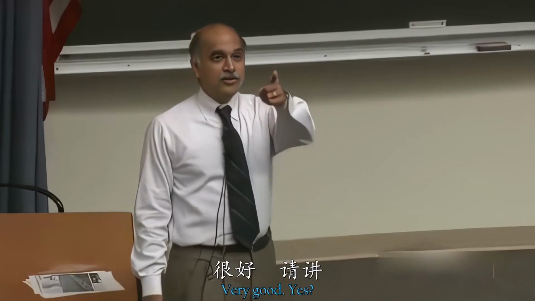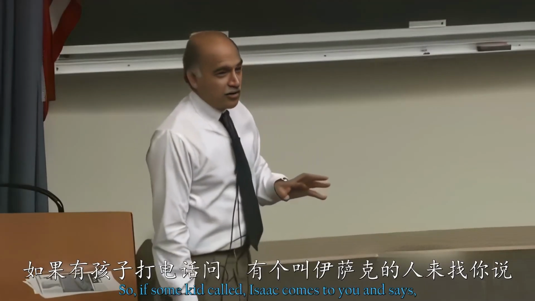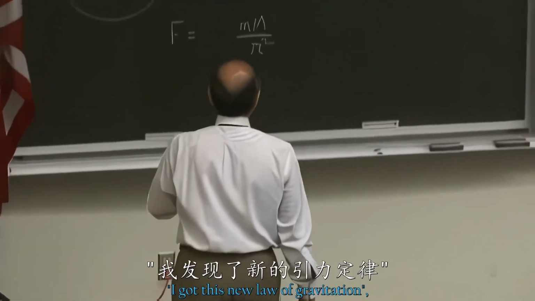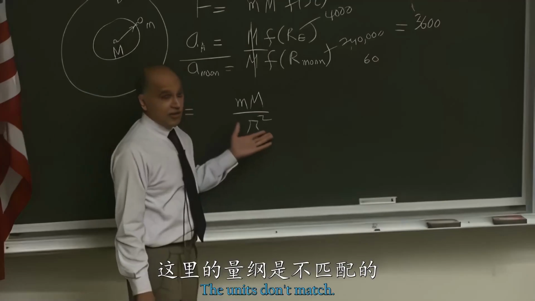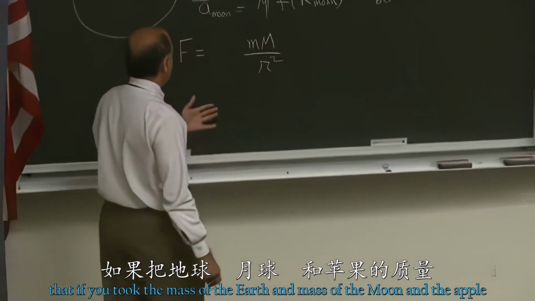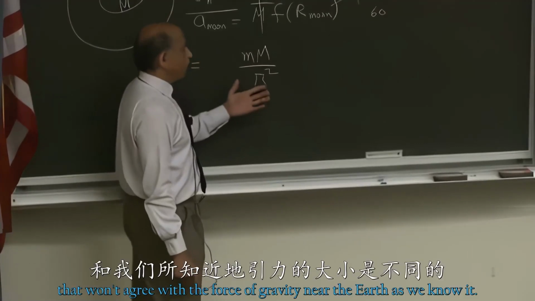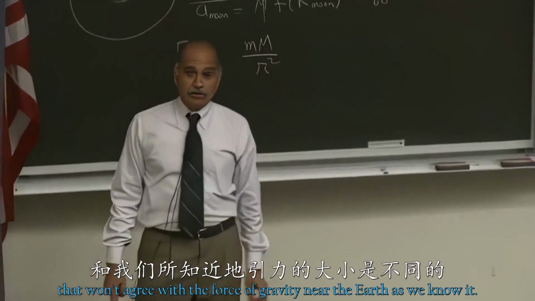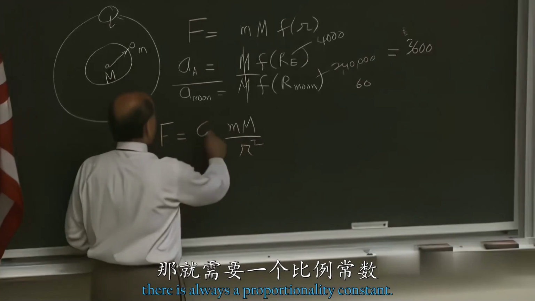Because if you just multiply what we had on the board, we probably wouldn't get exactly that answer. Very good. Yes? If you look at the units, the units don't match, right? So if some kid called Isaac comes to you and says, I got this new law of gravitation, I'll say, go back and fix your units. Units don't match. But not only that, I think some of you had another objection, that if you took the mass of the earth and mass of the moon, the apple, and divided by the radius, you will get a number that won't agree with the force of gravity near the earth as we know it. So the point is, when a function is proportional to all these things, there is always a proportionality constant.